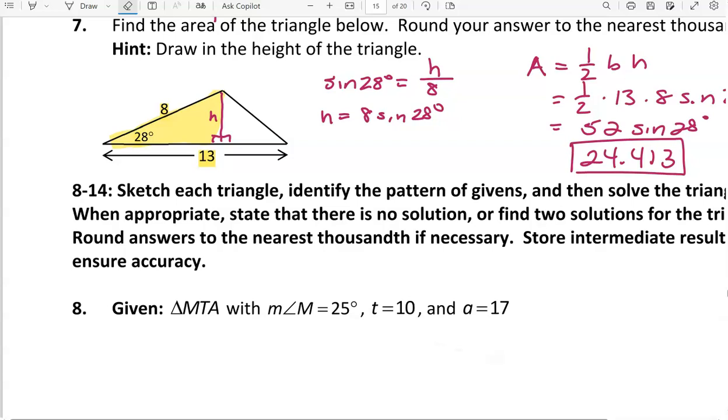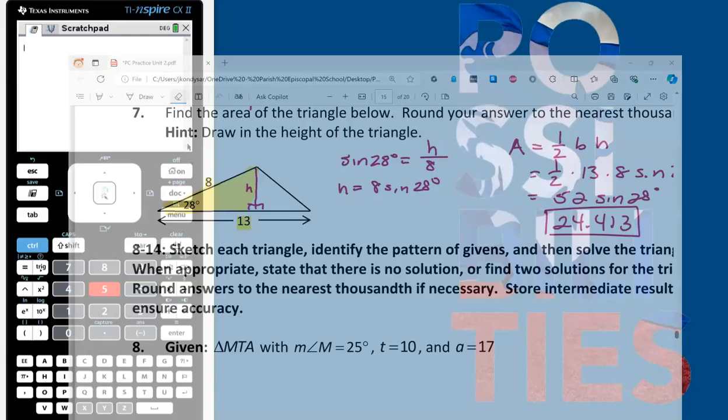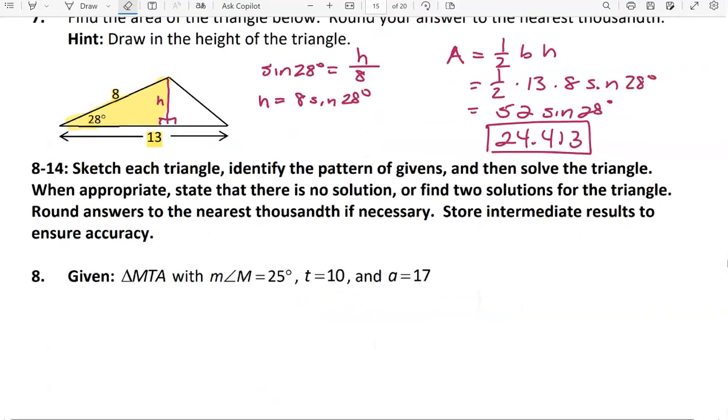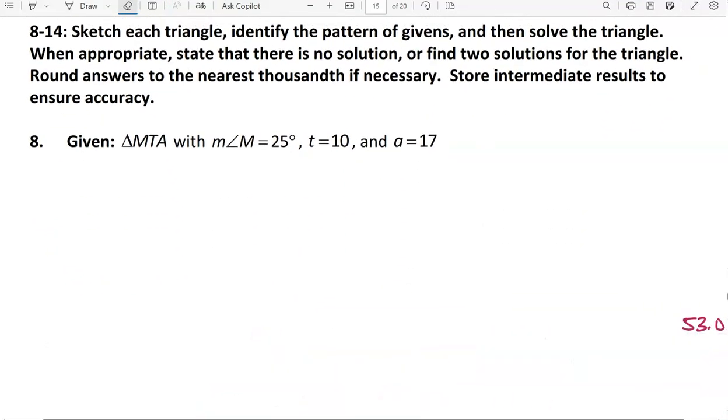Okay, let's move on to questions 8 through 14, which are solving triangles. In solving triangles, we're going to be given 3 parts of the triangle, and those 3 parts will be angles and sides. And then we'll identify the pattern of givens, solve the triangle. When appropriate, we're going to state that there is no solution, or find 2 solutions when appropriate. And we're solving for the remaining sides and angles. Okay, remember to store intermediate results to ensure your accuracy.